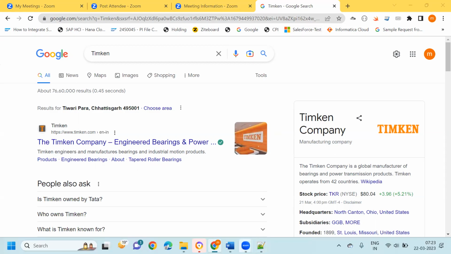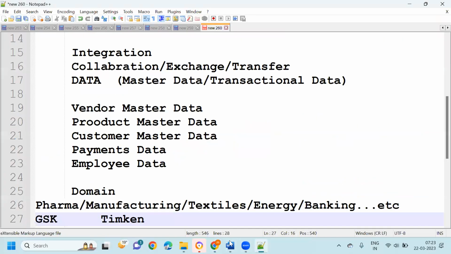Similarly, we have n number of them. Next, if you go to textiles, I'm going to give one example here: Aravind Textiles. It is related to the textile domain. Next one is BP, British Petroleum, which is energy, oil and gas. Next, Wells Fargo, which is banking related.